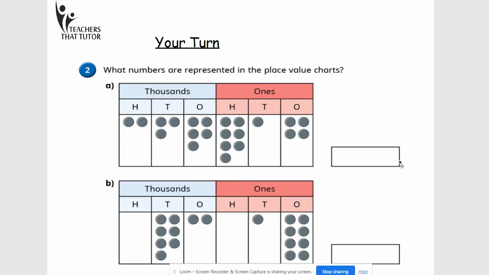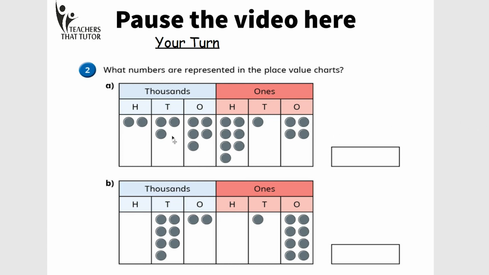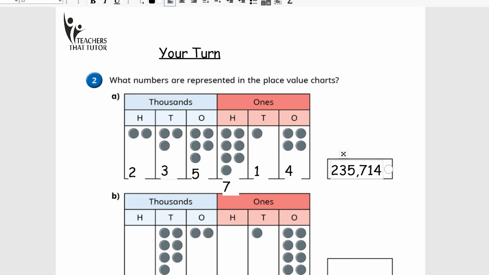Okay, so your turn. 2 more questions for you to have a look at. Remember, this is a lesson, so I do wish you to interact with it, and that's how we're going to learn, you by doing more and me by doing less. So, what numbers are represented in the place value charts? Have a go at these questions. This time I'm going to pause. You can pause the video here, have a go at them, and I'll reveal the answer.